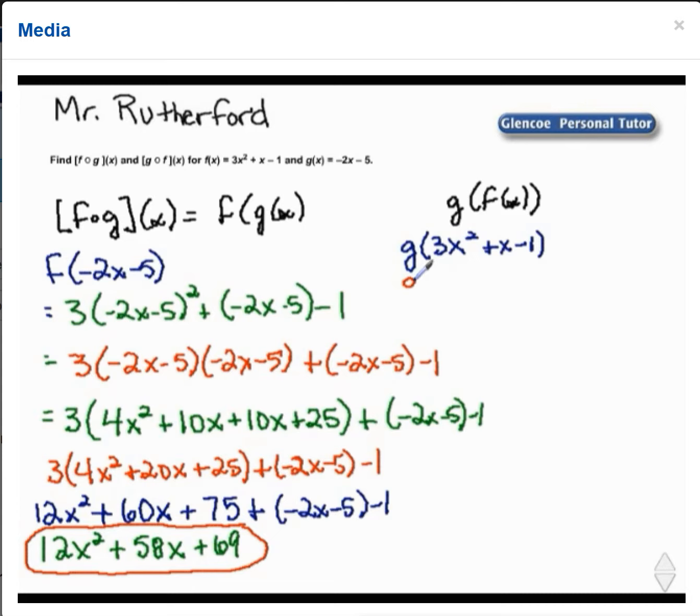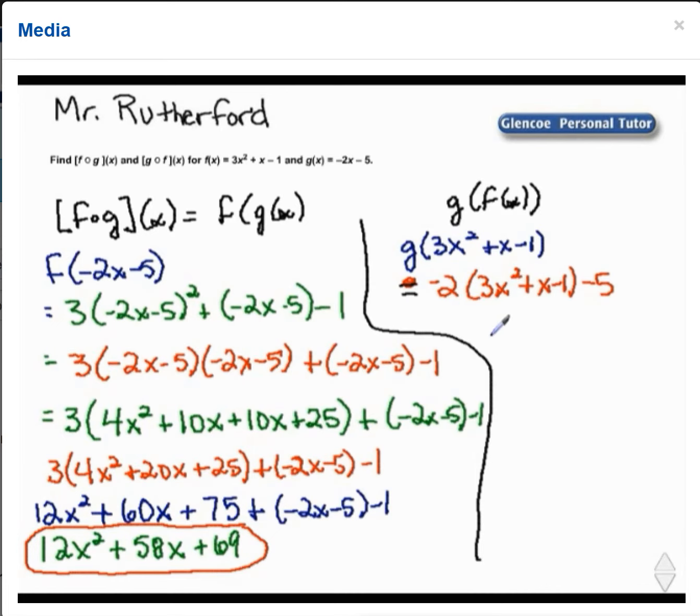So this will be equal to negative 2 times our f of x, which is 3x squared plus x minus 1, and then minus 5. So what we can do here, I'm going to draw this to separate the two so we can see these clearly. We can distribute the negative 2 into the inside of the parentheses. So we have negative 2 times 3x squared. This gives us negative 6x squared. Negative 2 times x is negative 2x. Negative 2 times negative 1 is positive 2. And then we have our minus 5.